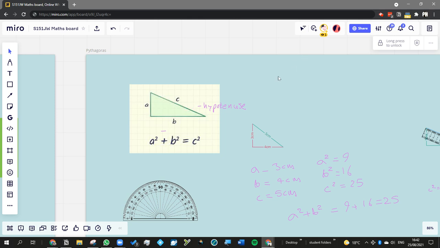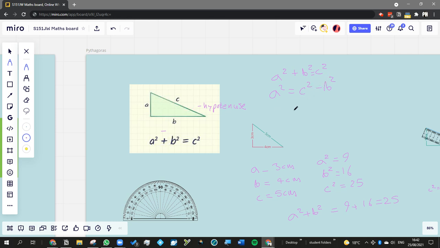Let's imagine we write the equation out. A squared plus B squared is equal to C squared. So if I said, well, what's A squared equal to? To rearrange it, I would just subtract B squared from both sides, and I've got C squared minus B squared.